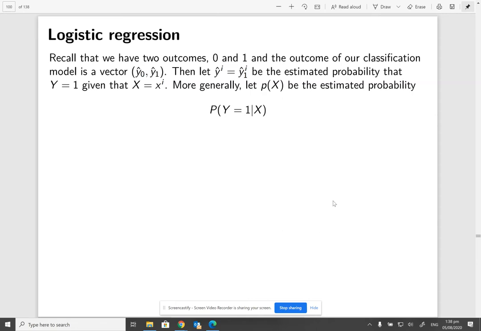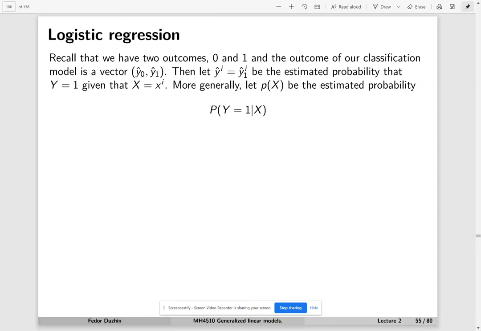So let us use the small p of x as the estimated probability that y is actually 1. The difference here is that the small p of x is the estimated probability, whatever our model outputs, and the big P here is the true probability.